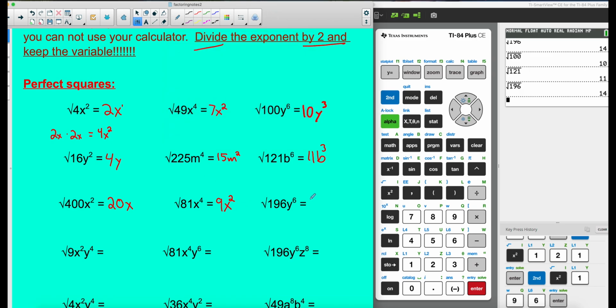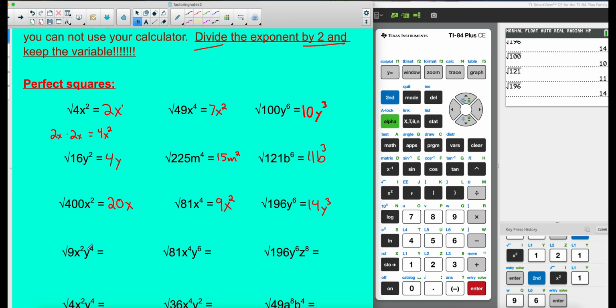Okay. What letter do you see? We see a y, so you keep the y. Half of 6 is 3, so it's going to be y to the third. We're going to need all of this, guys, when we do factoring the difference of two squares tomorrow.